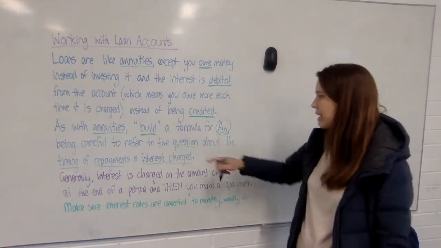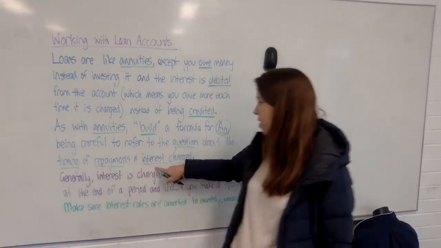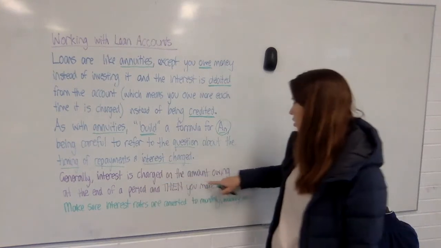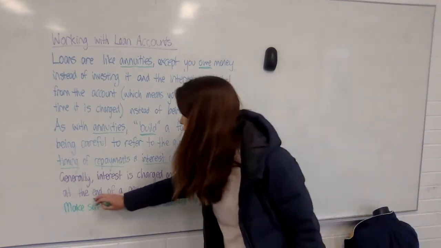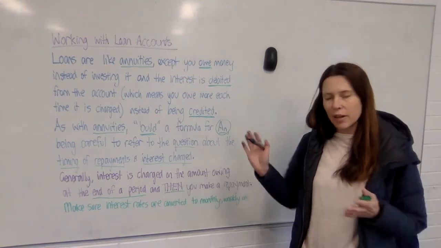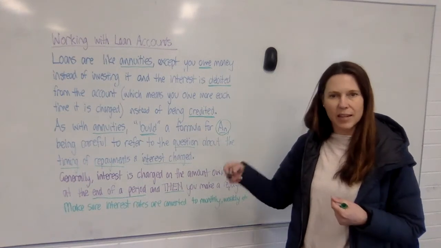And you need to be really careful to refer to the question about the timing of the repayments and the timing of the interest. So generally, interest will be charged on the amount that's owing at the end of a time period, and then you make the repayment. But if you're unclear about how it works, just remember that the bank is always going to do it so that they end up ahead.